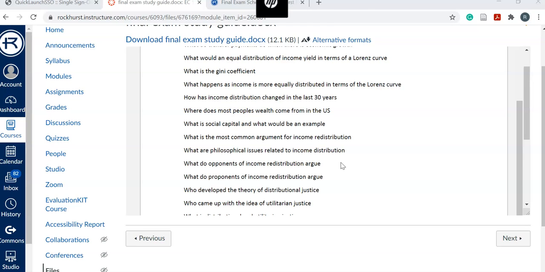Philosophical issues related to income distribution. Okay, so this is getting further into this. Some people believe that the government shouldn't have a big role in people's lives. Some people believe that the government has a fundamental role in people's lives.